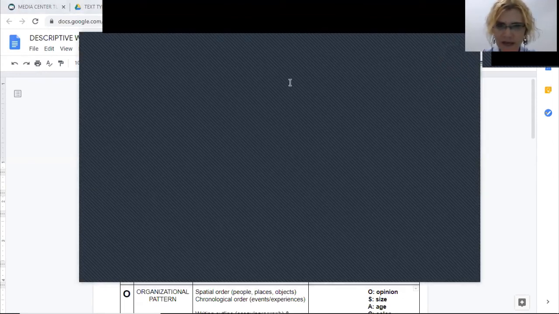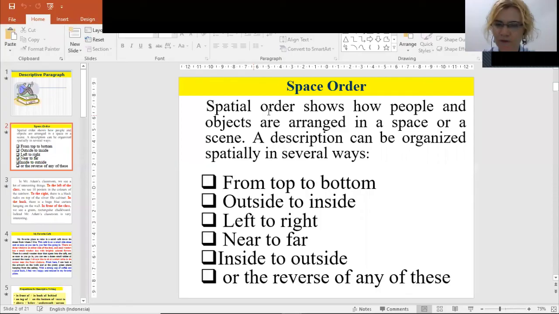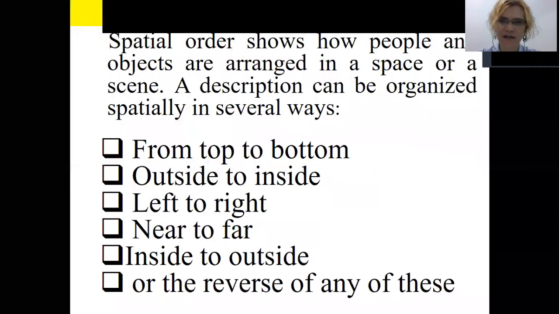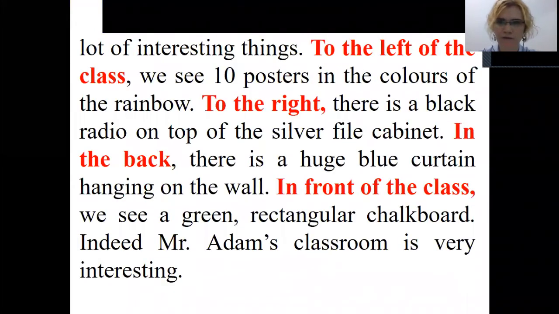So here we have space order. So this is spatial order, what I talked about, shows how people and objects are arranged in a space or a scene. A description can be organized spatially in several ways. So from top to bottom, outside, inside, left to right, near to far, inside, outside, or the reverse of any of these, right? So that's what I said just now. But we use this to describe people, places, and things, objects. We do not use this to describe experiences or events. For that, you would use chronological order. This is super big here.